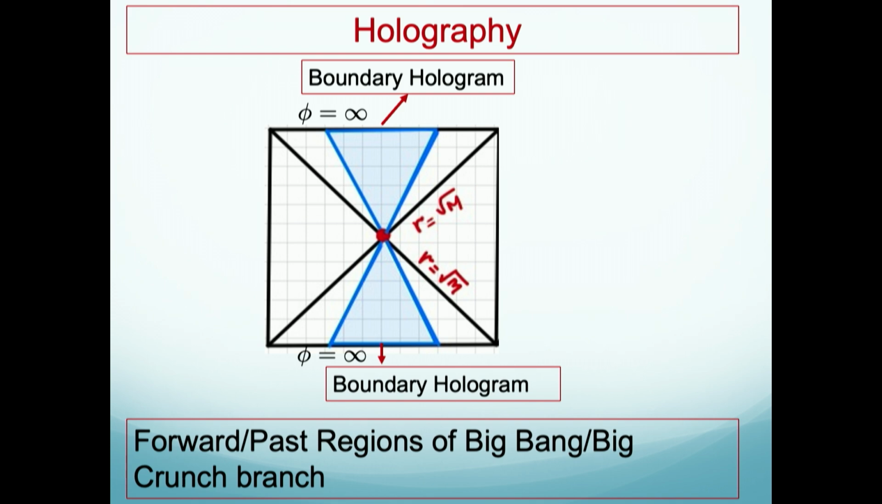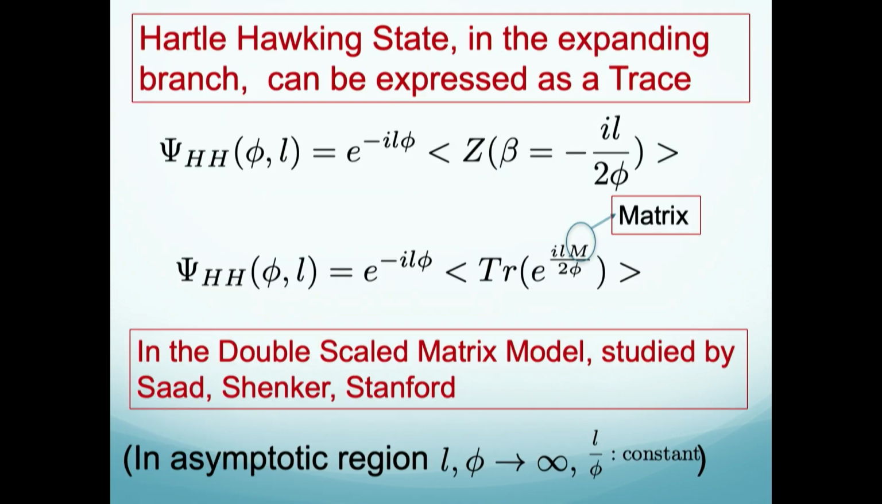Okay, I'm going to end with just three or four comments. These pertain to holography, and now I'm only going to refer to this big bang, big crunch branch with the dilaton going to infinity at both ends and m being positive. The Hartle-Hawking state can be understood as the expectation value of the partition function of, in fact, the double scaled matrix theory of Saad-Shenker-Stanford, which of course is connected to AdS, but now at an imaginary temperature. And we heard about such connections also in Kristen's talk.